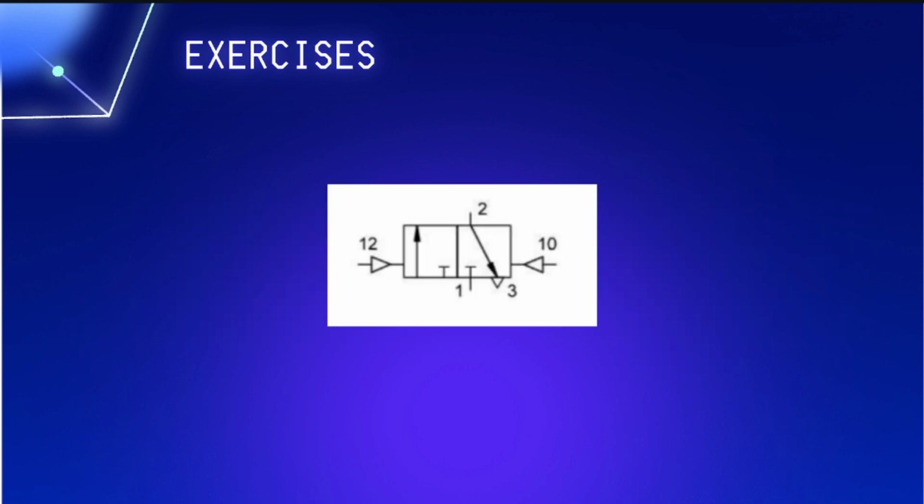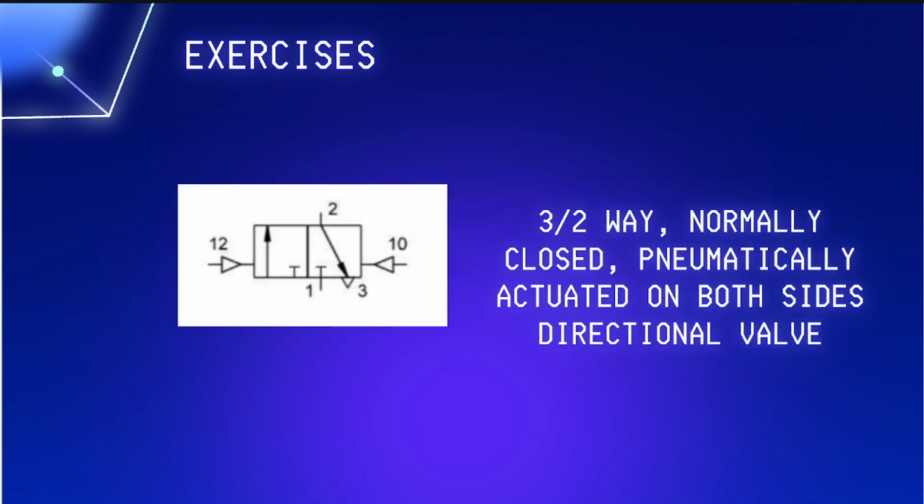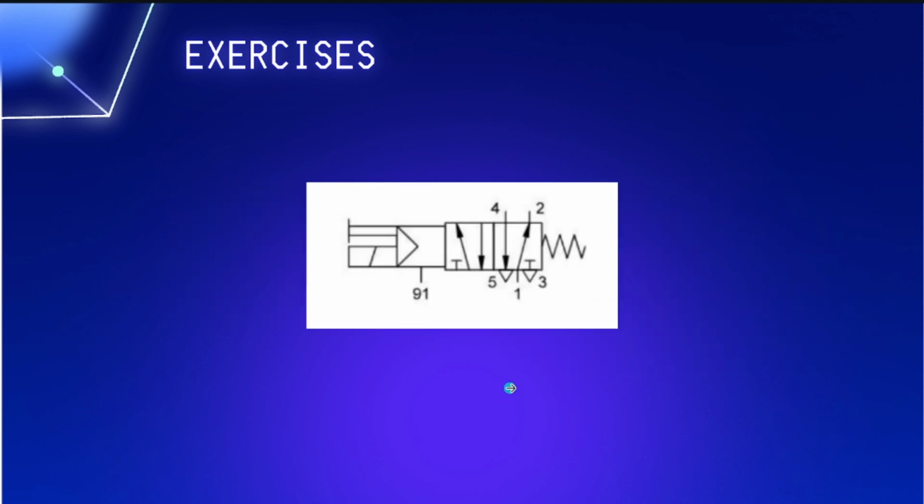Next example. This is a 3-2-way, normally closed, pneumatically actuated on both sides directional valve. So again, 3 kasi 3 yung ports natin. 2 kasi 2 yung positions or boxes. And then since it is a 3-2-way valve, ilalagay natin kung normally closed siya. And for this example, it is a normally closed directional valve. And then, mode of actuation and mode of return, parehong pneumatically actuated on both sides.